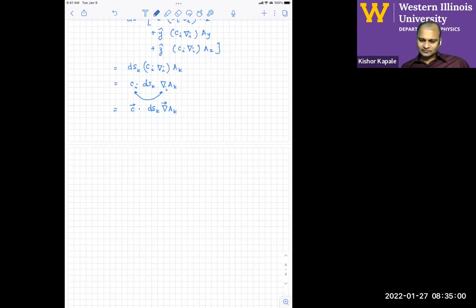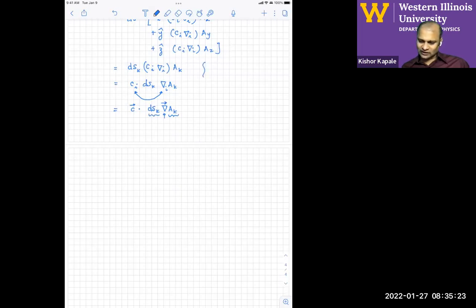That means the summation is implied. So you have to sum over the K, but each component of A is now a scalar quantity. AK is a scalar, and that scalar, you are taking the gradient of that scalar and multiplying it by another component of SK that is corresponding to that, and then you get this.